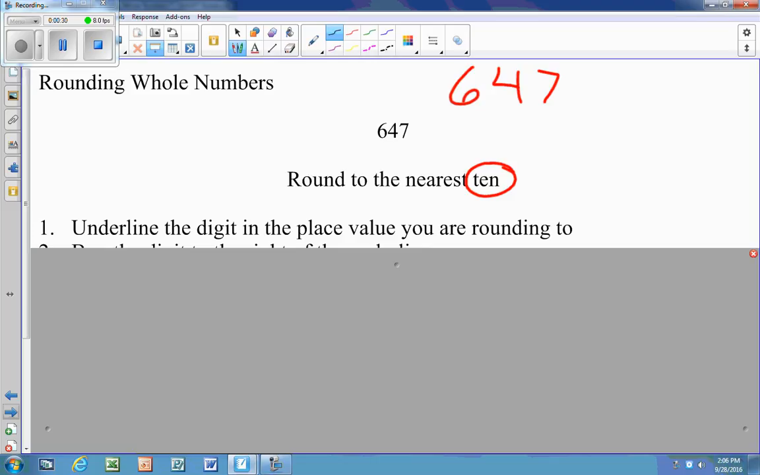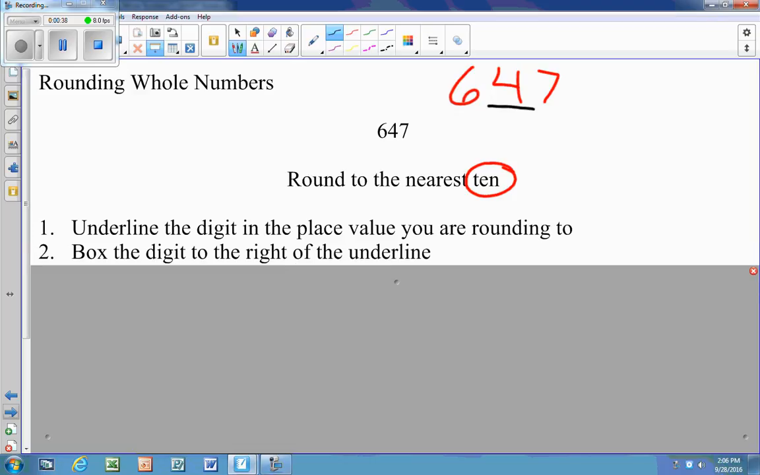Next, I'm going to underline the digit in the place value that I'm rounding to. Since I'm rounding to the tens, I see that the 4 is in the tens place and I'm going to underline it. Next, I box the digit to the right. So to the right is the number 7. So there is my number 7.